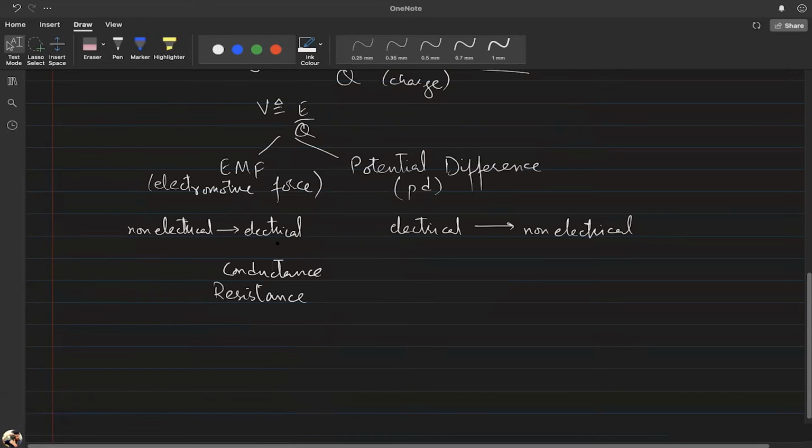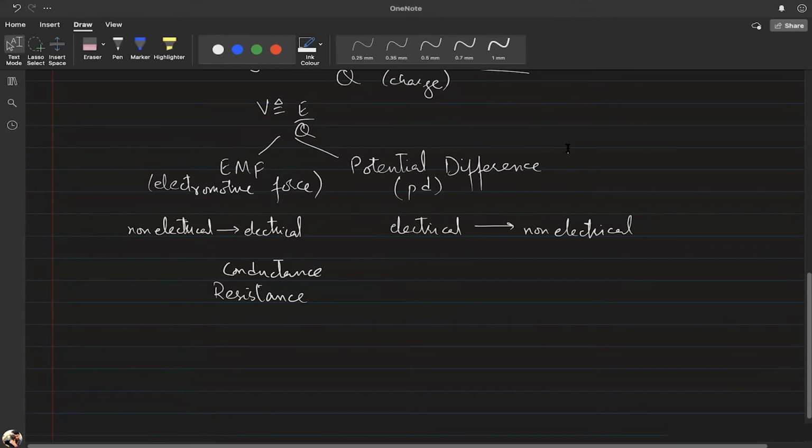Conductance is basically the ability, or how easily charge can flow through something. How easily something goes through something, that's called conductance. And the opposite of conductance is resistance.